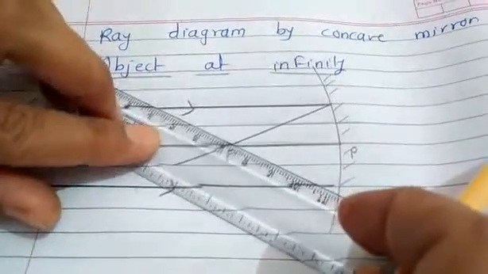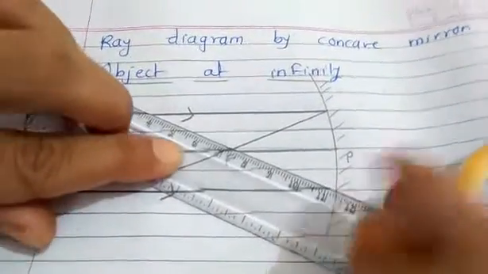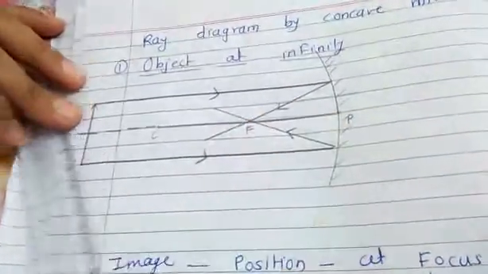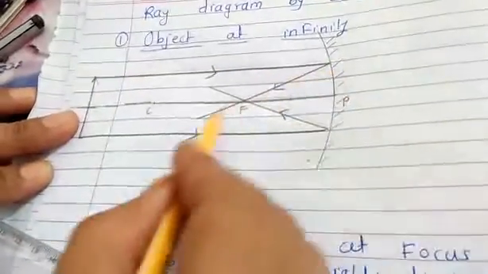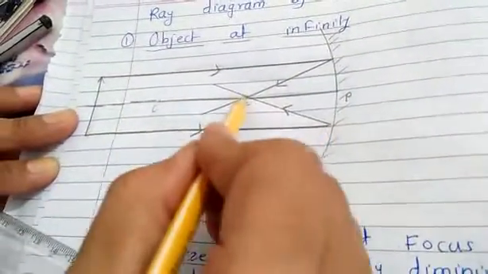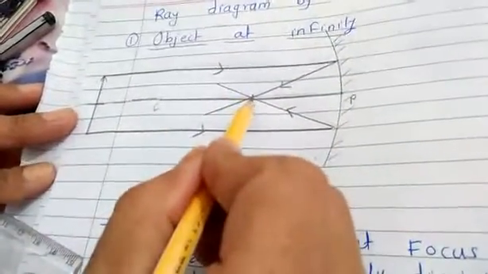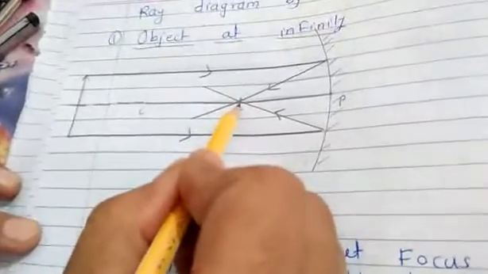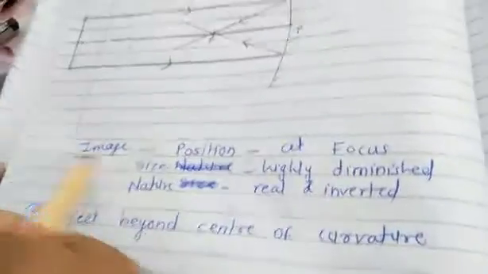Here also the reflected ray passes through the focus. Here also the reflected ray passes through the focus. Now see, this is the incident ray, this is the reflected ray, this is the incident ray, this is the reflected ray, and both intersect at which point? They both intersect at the point that is the focus. Now see, we have to explain the image.